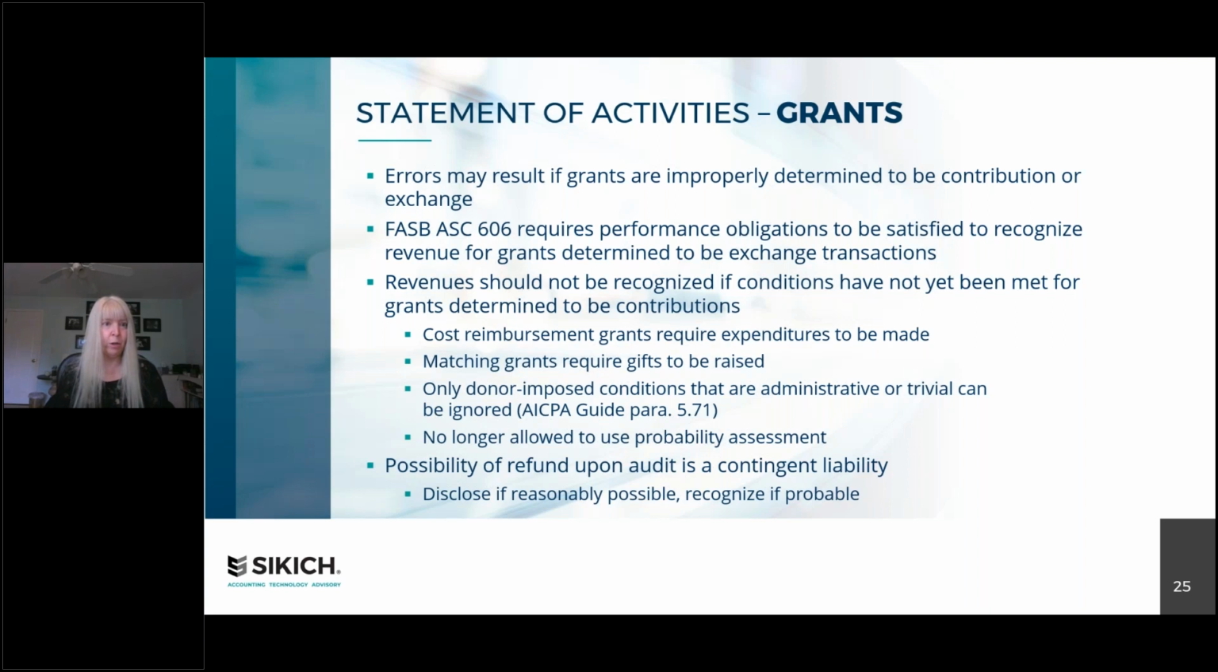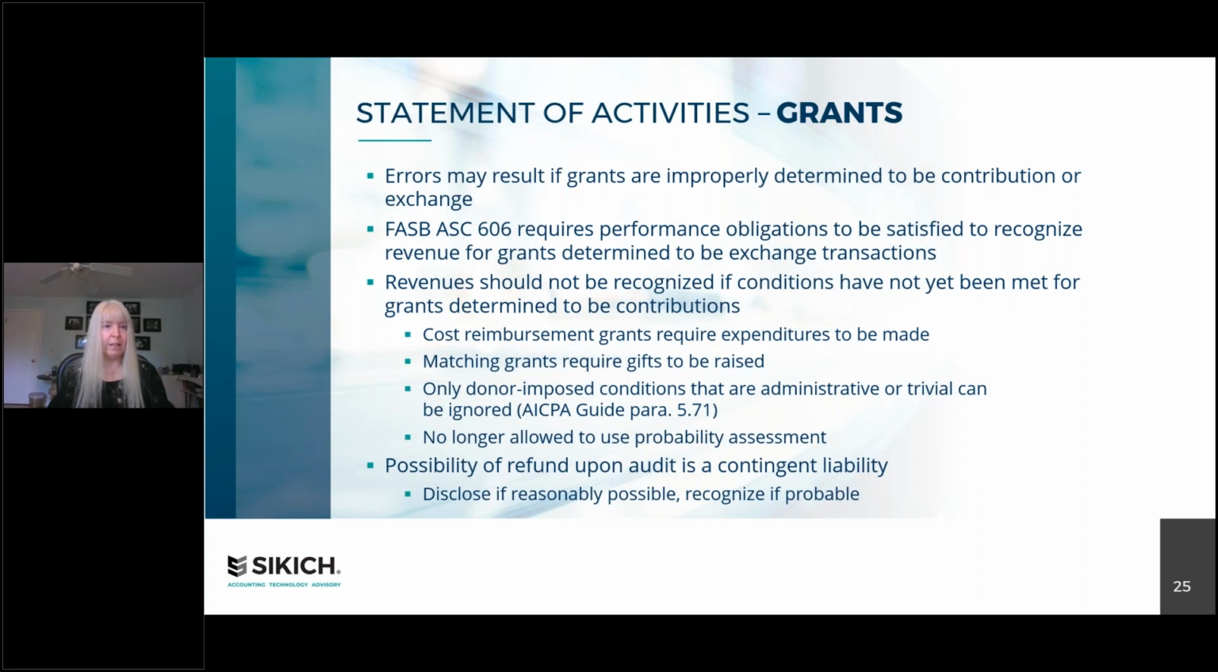You need to look to who is receiving the primary benefit of those grants and make that contribution versus exchange determination first. For grants that are under topic 606 or exchange, the codification requires those performance obligations to be satisfied to recognize revenue for the grants.